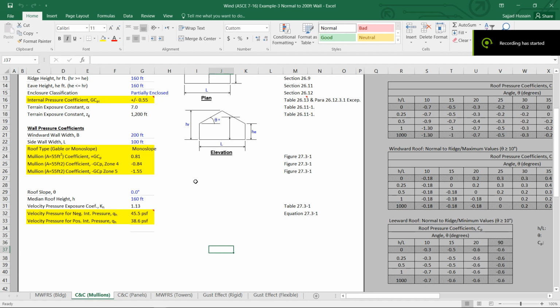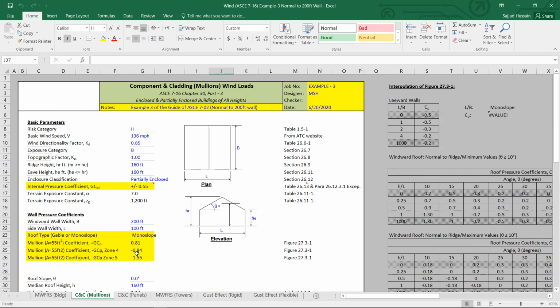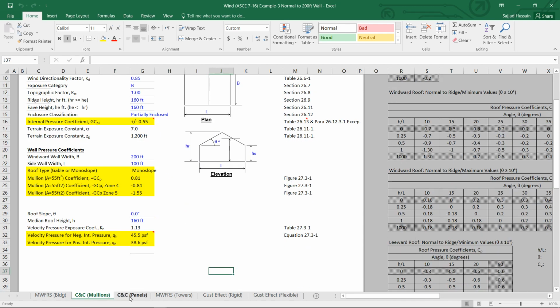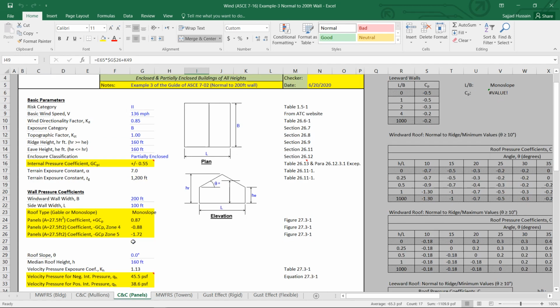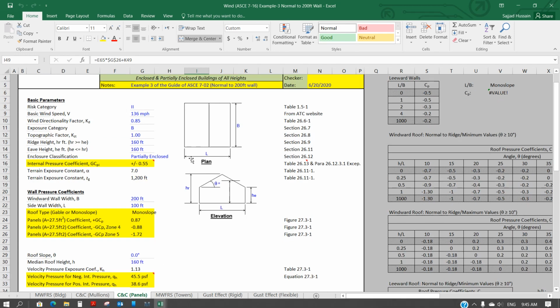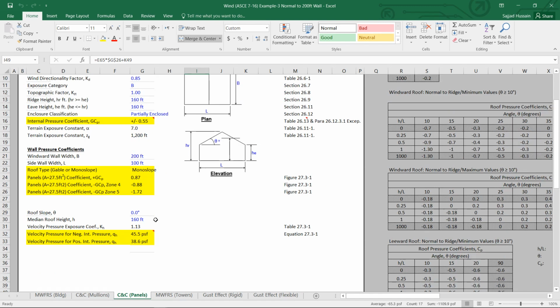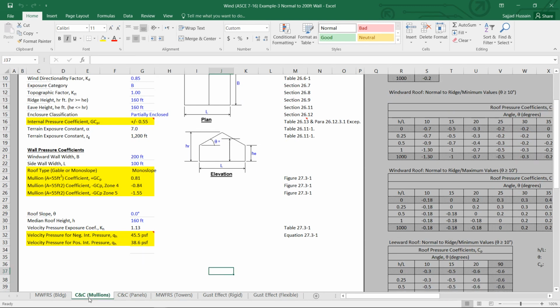One more thing I forgot to mention. I developed two Excel sheets. One is component and cladding for mullions. Here are the coefficients for mullion, which I took from the figure I showed before, and then this worksheet shows the component and cladding for panels. So there are two different things, panels and mullions. So two different values are computed. That's why I showed you two different tables.